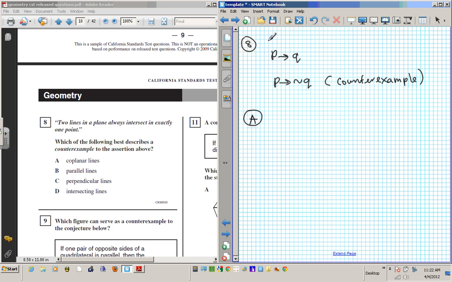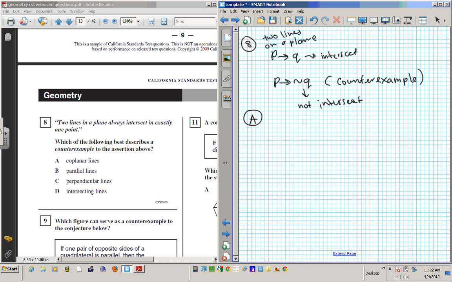P is basically two lines on a plane. That's the hypothesis. It doesn't tell me anything. I want something that contradicts the conclusion, which is that they intersect. So the opposite of intersect basically means they do not intersect. If I can have two lines on a plane that do not intersect, then I have a counterexample.